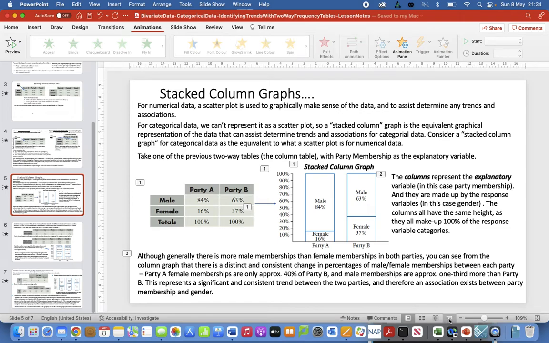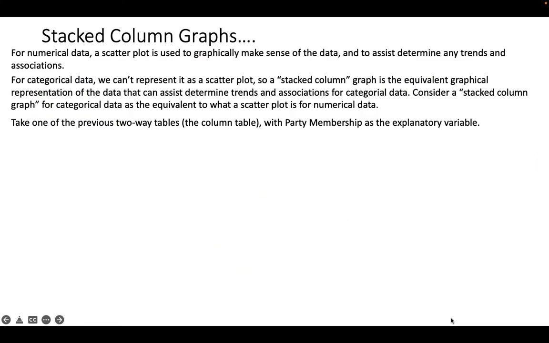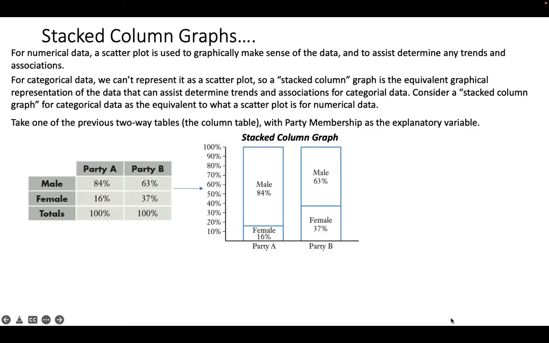We're just going to go through in a bit more detail compared to last lesson how we can use stacked column graphs to interpret bivariate categorical data from a two-way frequency table or percentage frequency table and make sense of that data to be able to comment on any association that might exist. So we'll continue with the example we did on Friday, which was about gender and political parties.